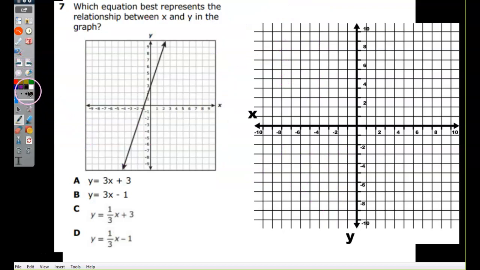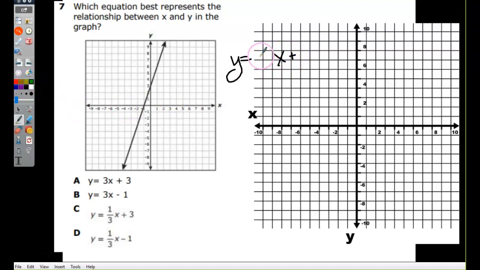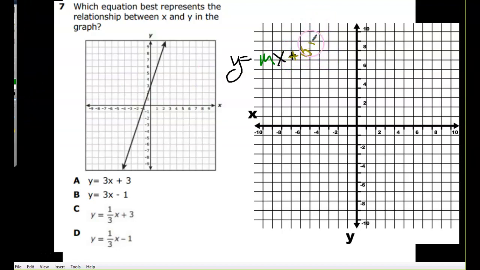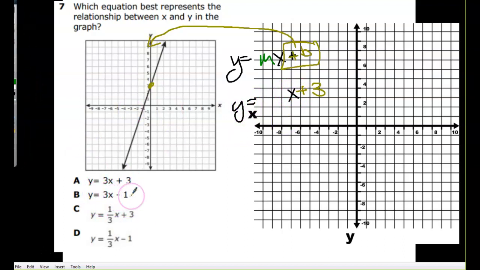Moving on to number 7. Now with number 7, we actually need to know a little bit about y equals mx plus b. I need to know that m is slope and the plus b is definitely my y-intercept. And that's easy enough because the y-intercept is the point at which it crosses the y-axis. And on this problem, my plus b is going to be a positive 3. So I know I have y equals something x plus 3. And now with that information, I can look down here. I got -1. I know it's not B. And I got a -1. I know it's not D. So that means it's going to be either A or C.